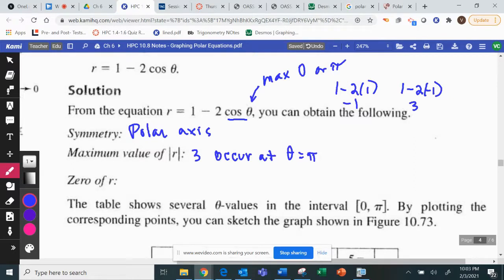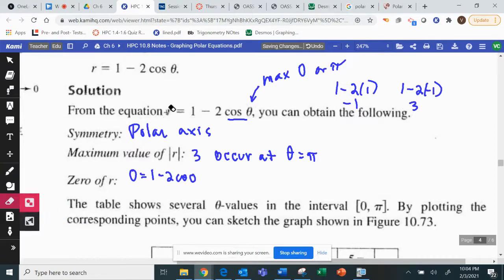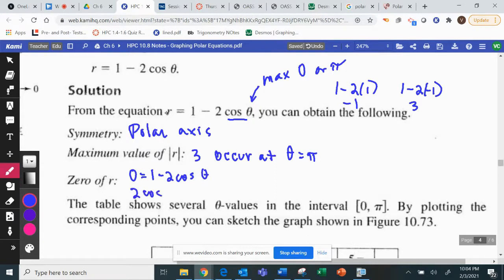And then the zero of r: if I make r equal to 0, 1 minus 2 cosine theta equals 0. Let's solve that. I'll move that 1 over and get 2 cosine theta equals 1. We'll divide both sides by 2 and get cosine theta equals 1/2. Then I'm going to do inverse cosine of 1/2, and that's going to give me theta equals pi over 3. So we know that there's a zero at pi over 3.